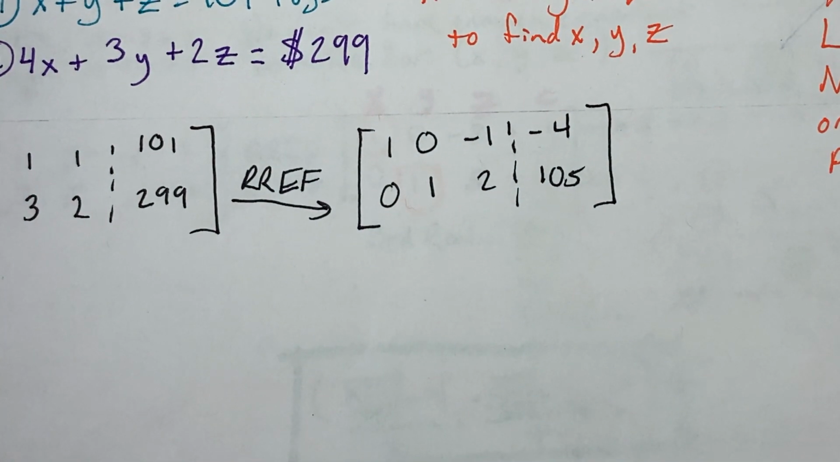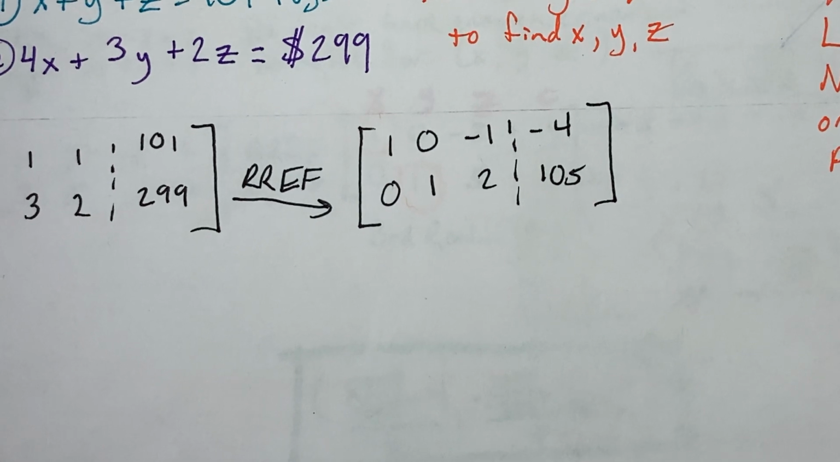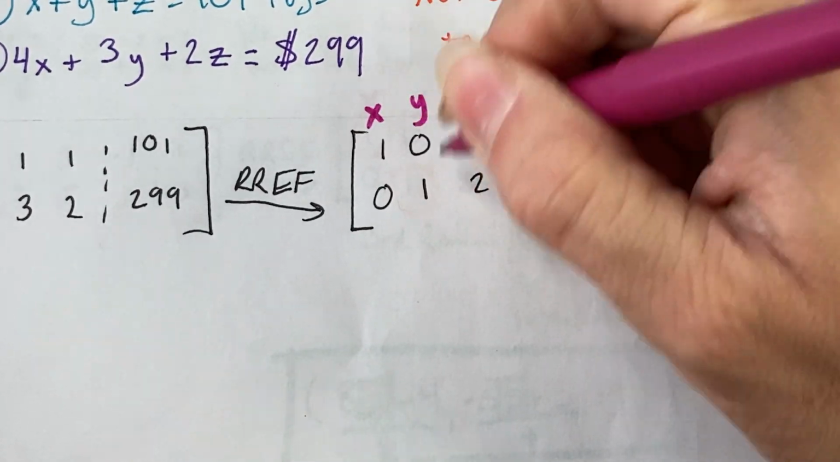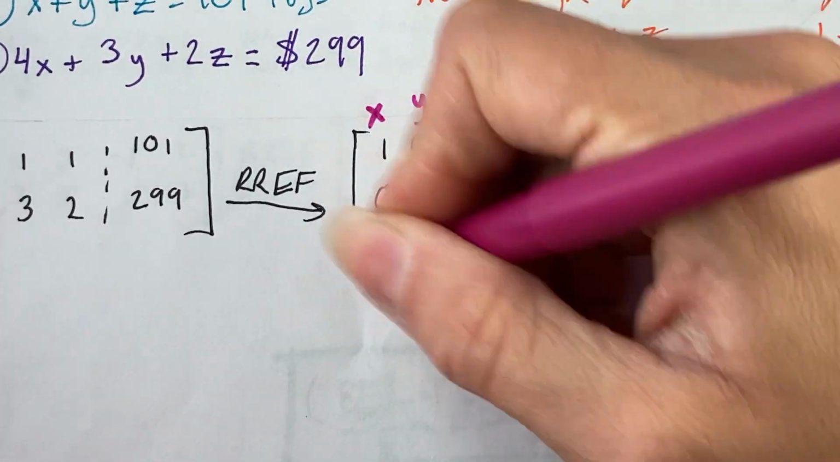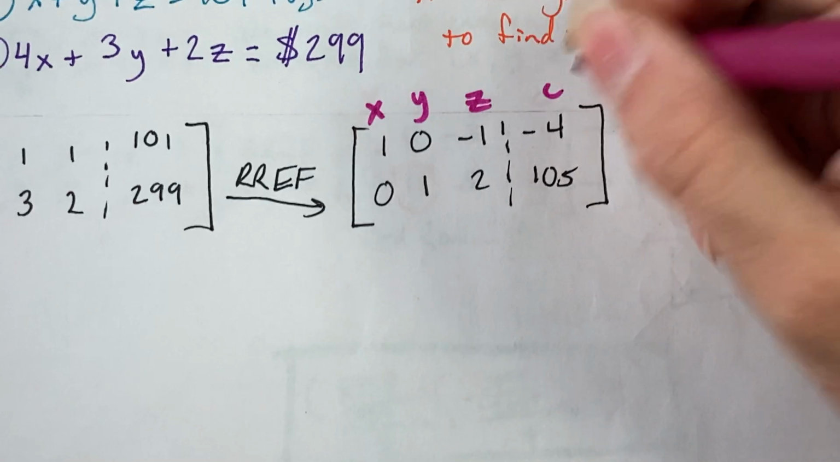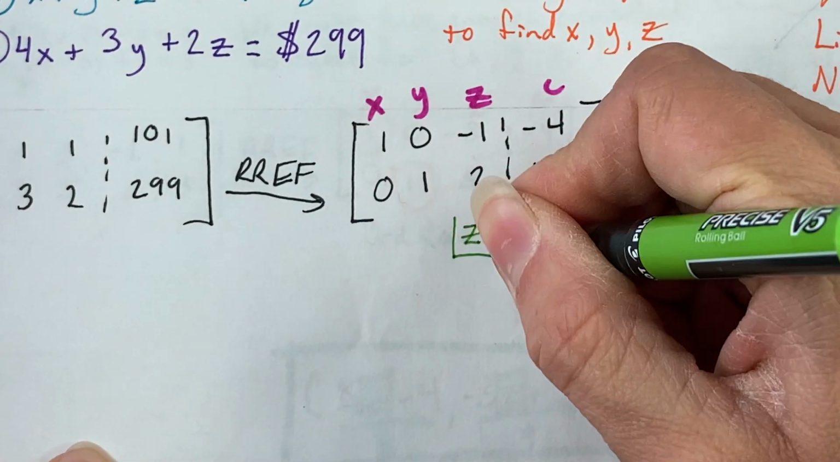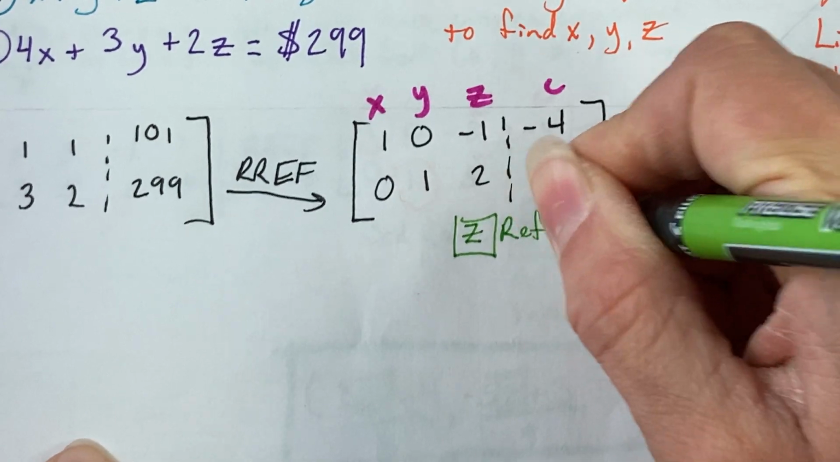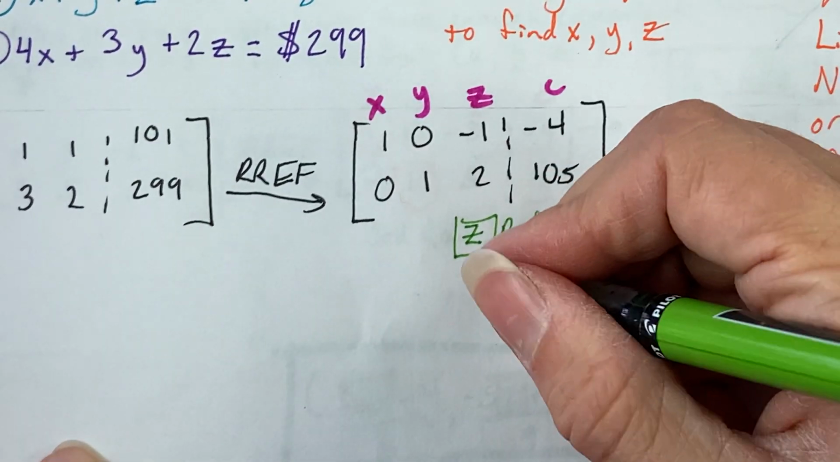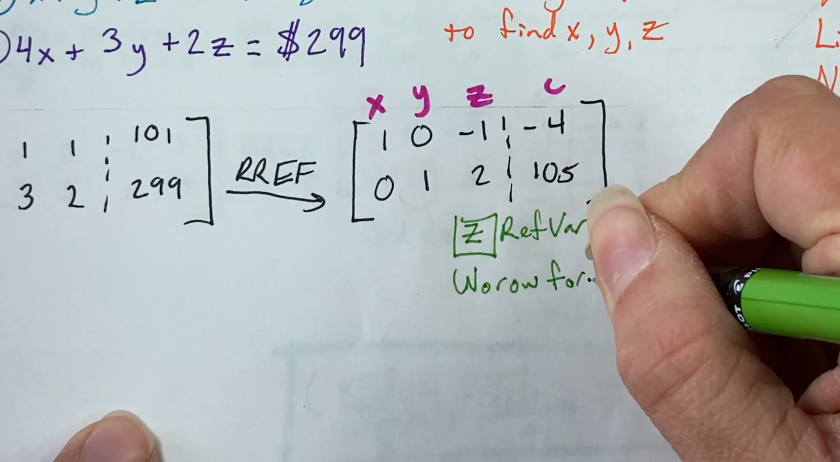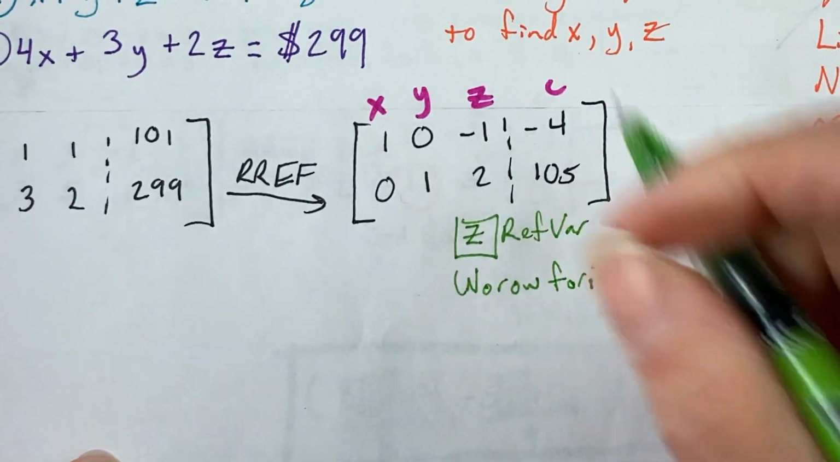So then what's going to be our reference variable? Z, because I have an X with that one, I have a Y with that one, but there's no third row to describe Z, so Z is going to again be our reference variable, because there's no row for it.